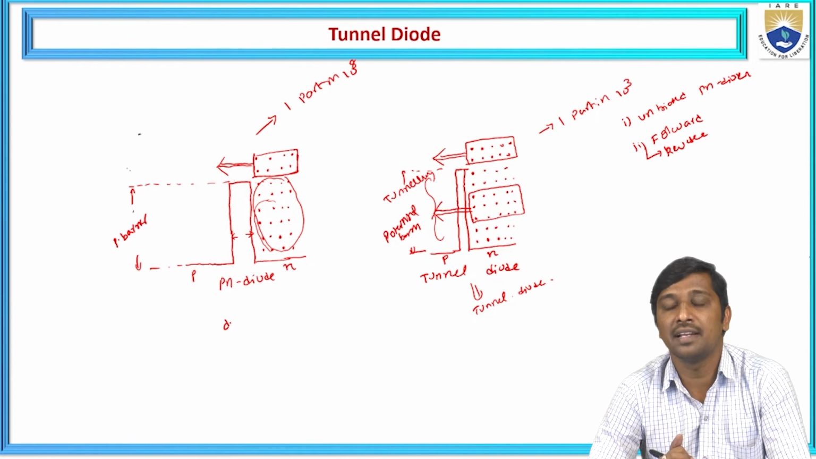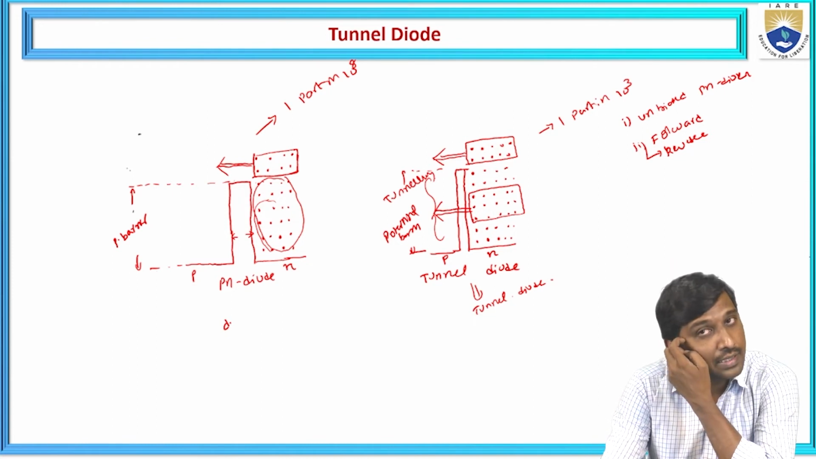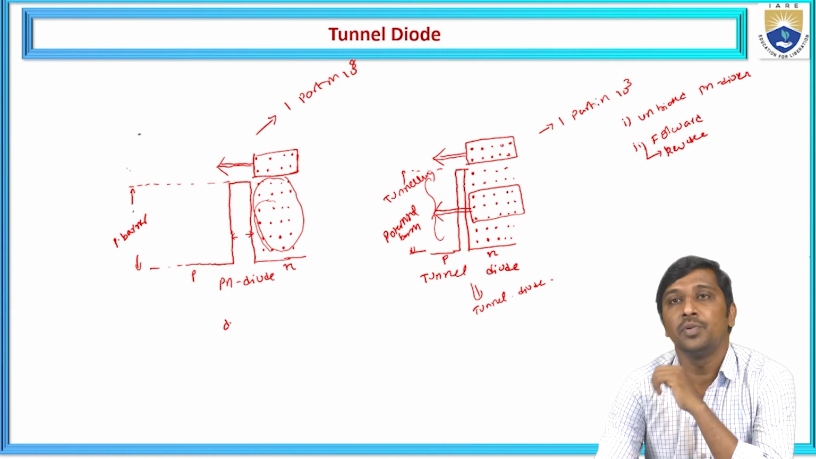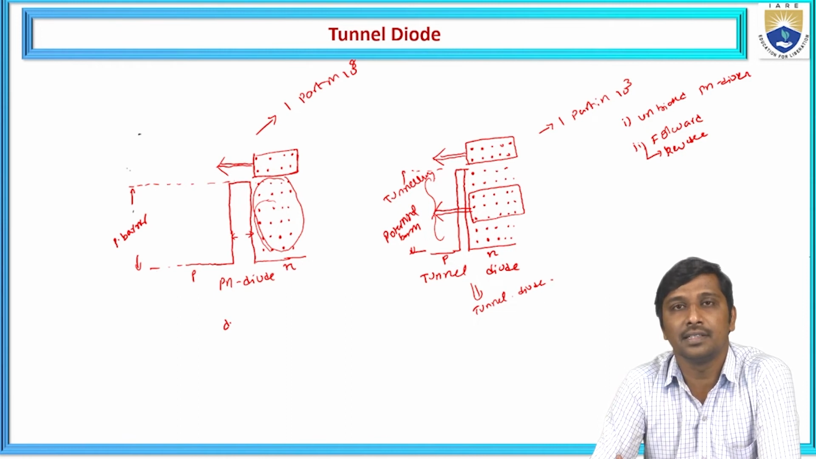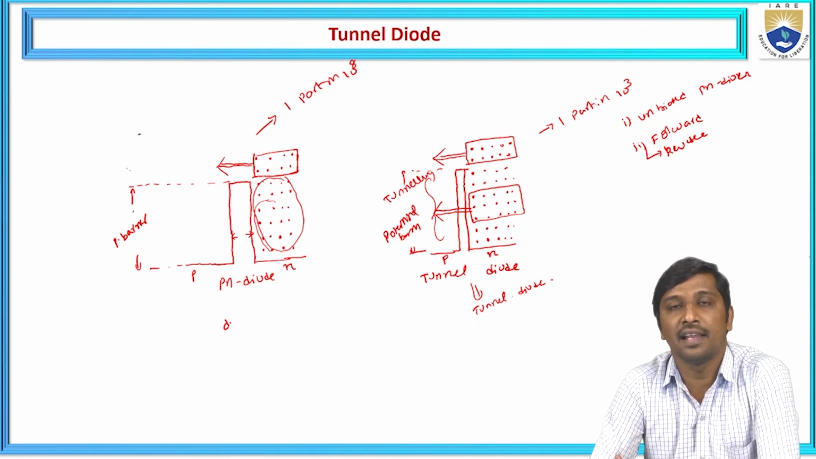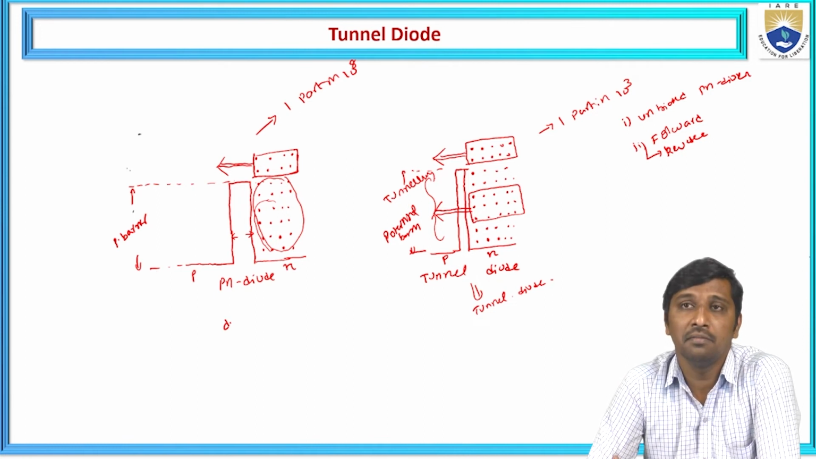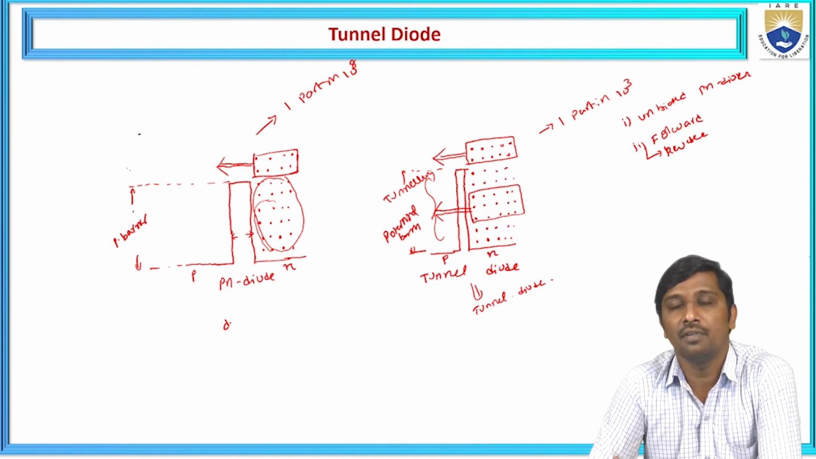In that we have the valency band as well as the conduction band. And one more is the Fermi level. For a pure semiconductor, or an intrinsic semiconductor, the Fermi level is always centered between the valency band and conduction band. Then, based on the doping concentration, the Fermi level changes towards the valency band or the conduction band.